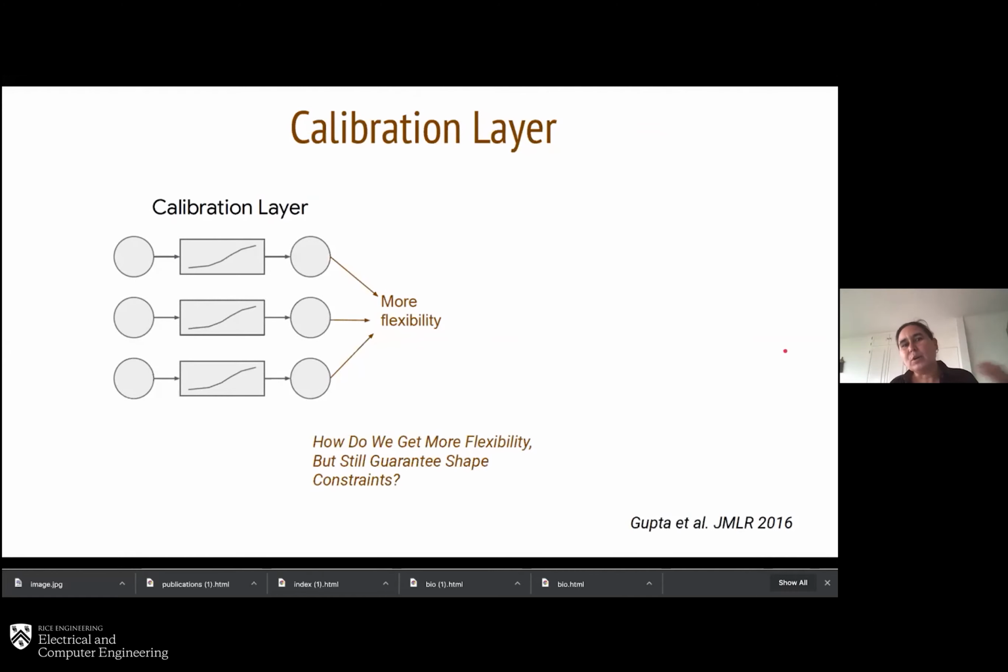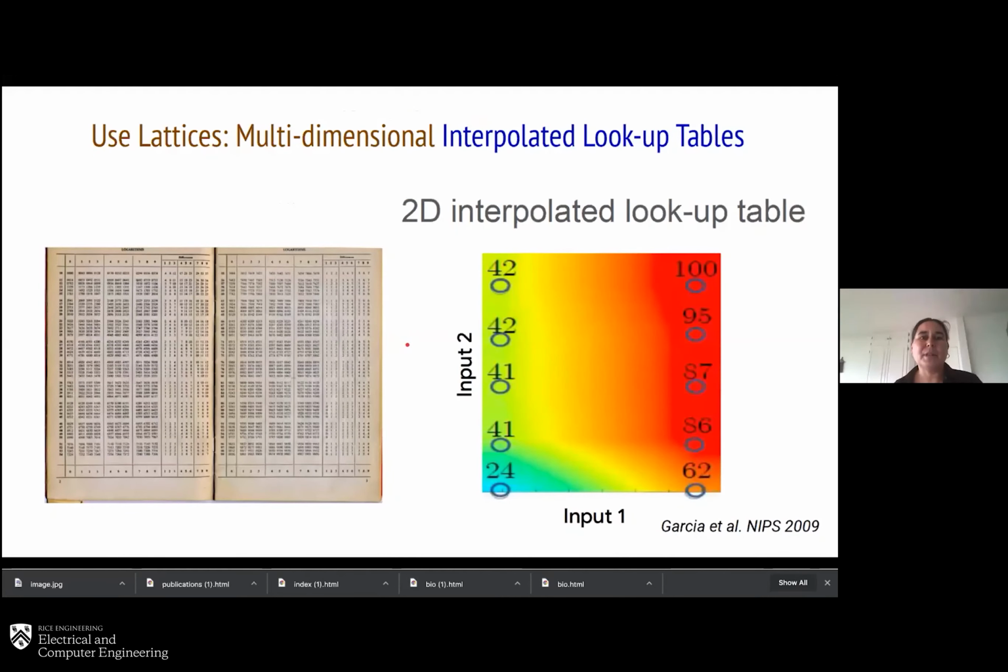So how do we get more flexibility? What we're going to do is keep this calibration layer because it's really easy to interpret. It really helps us debug things, and helps us know how the model is transforming each of the features. But then instead of fusing the features together with a sum, we're going to do something more flexible. But we'd still like to guarantee those shape constraints like monotonicity or diminishing returns. So in order to do that, we're going to extrapolate what we were doing before to multiple dimensions, and we're going to build multidimensional lookup tables.